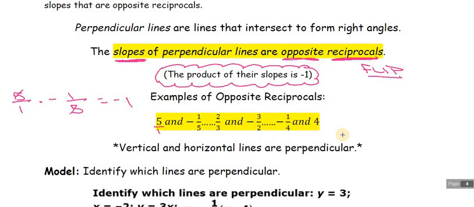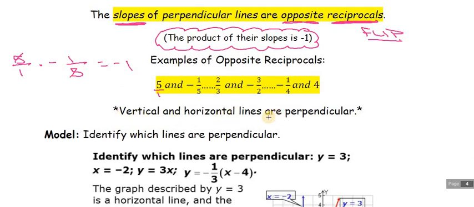The product is -1. Okay, so here's another example. Positive 2/3: the opposite reciprocal of that would be a negative, flip it around, 3/2. And the last example written here is -1/4; its opposite reciprocal would be a positive 4/1, or just 4. And a friendly reminder: vertical and horizontal lines are always perpendicular to one another.